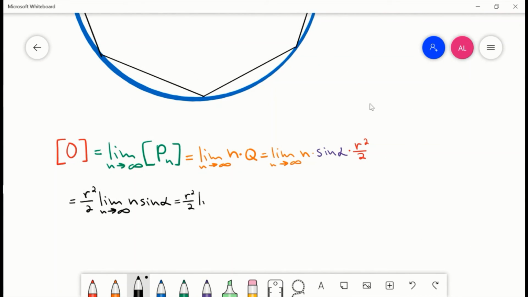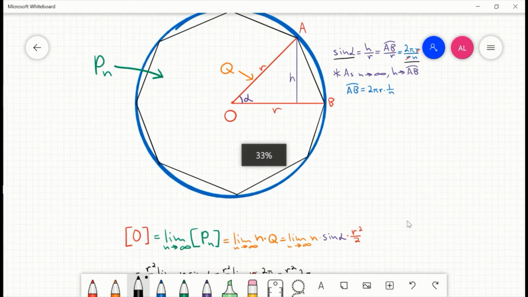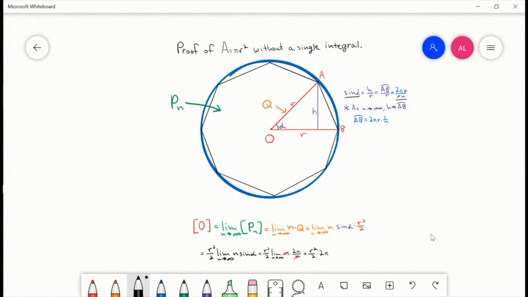So now we can rewrite this limit right here as n times 2 pi over n, because this 2 pi over n came from the sine of alpha. Now these n's cancel. We can pull this 2 pi out of the limit. This is just a constant. And we have that the area of this circle O is equal to r squared over 2 times 2 pi, which is equal to pi r squared.